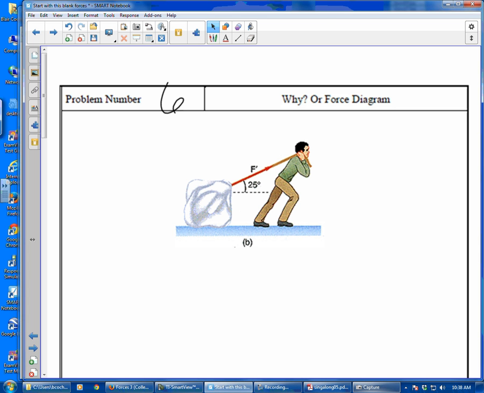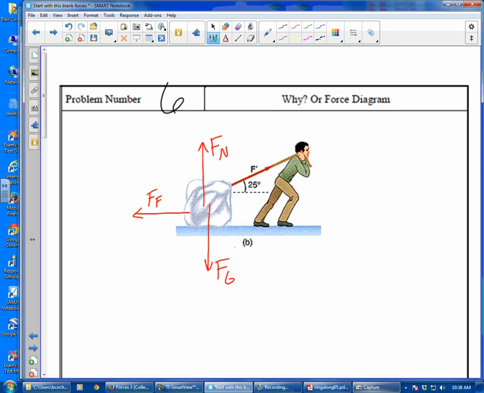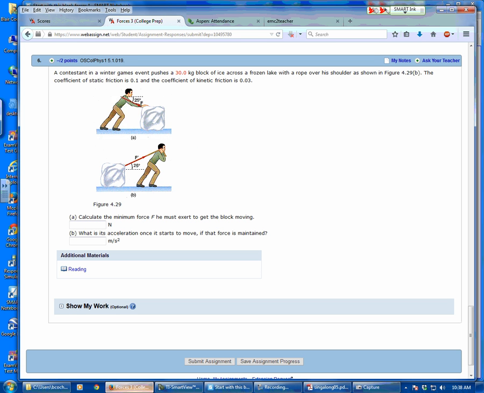So in number 6, we're going to have the weight down. We're going to have a normal force up. I'm going to assume that there's a frictional force in this direction because they tell me about the coefficient of friction, so there must be a frictional force, right? Why else would they tell me about it?